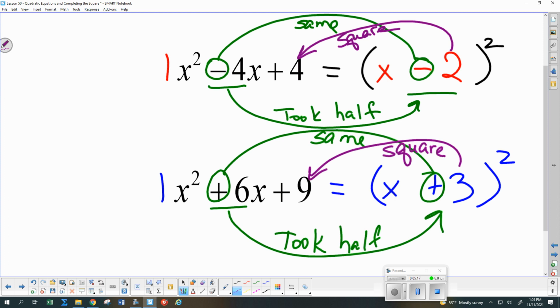And also notice that that means this is always plus. Because if we take a negative and square it, it's positive, and if we take a positive and square it, it's positive. So are we good with that's how we factor these? Okay, now we're going to start off with a little bit less.